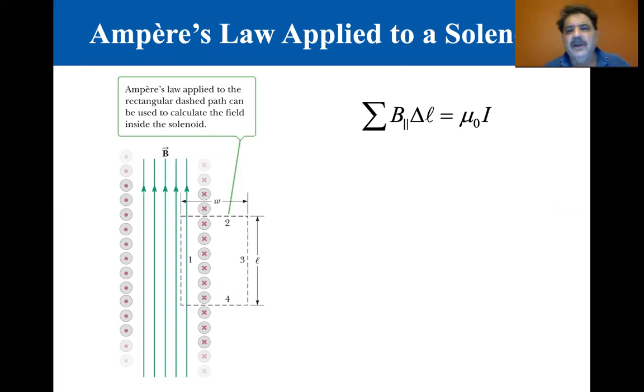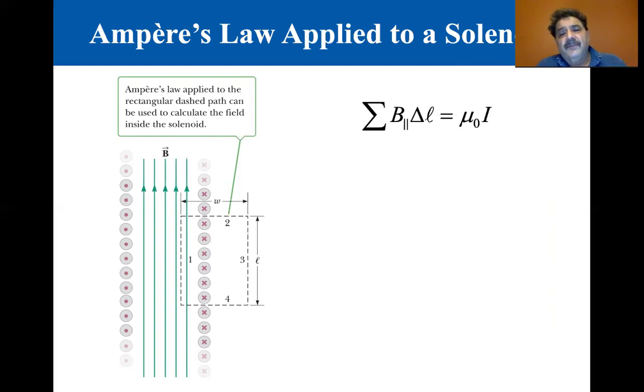Now here's Ampere's law applied to a solenoid. We look at this little rectangle, 1, 2, 3, 4. We take it far enough away from the side that we won't get any contribution from 2 and 4 because those are perpendicular to the field lines, and 3 is far enough outside that you don't see the contribution. So it's really just the contribution from 1.